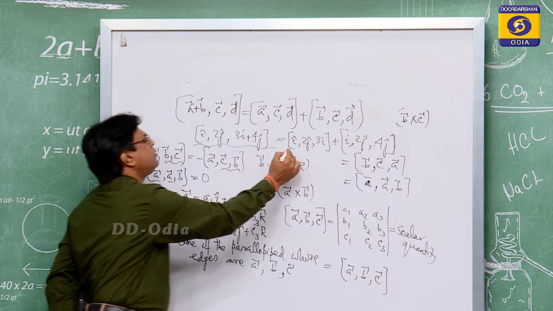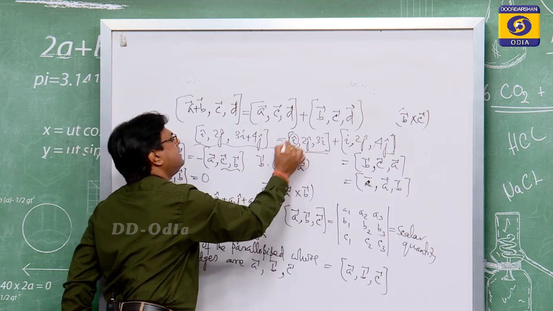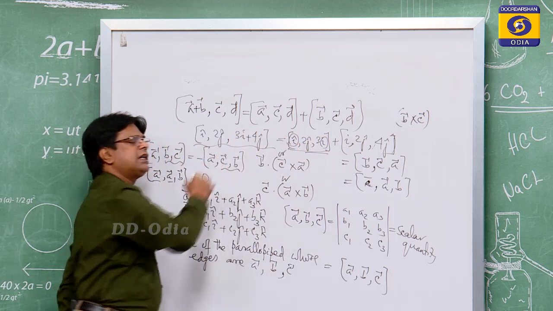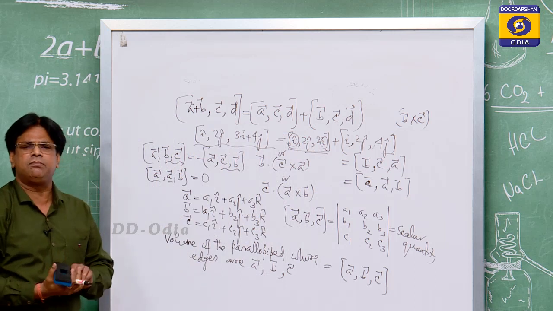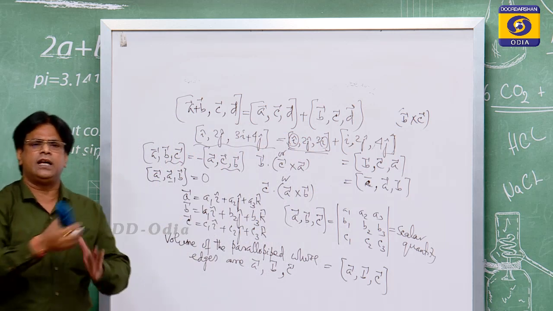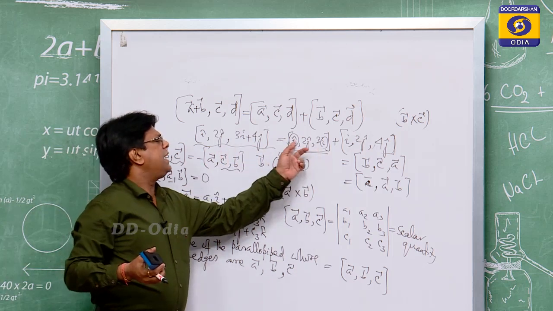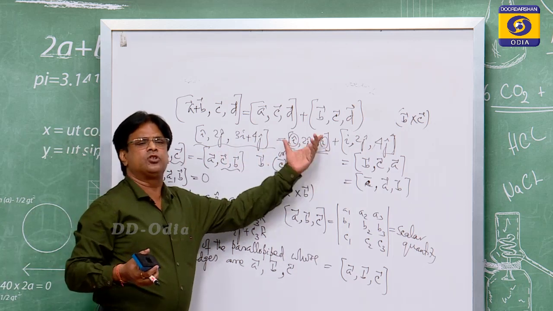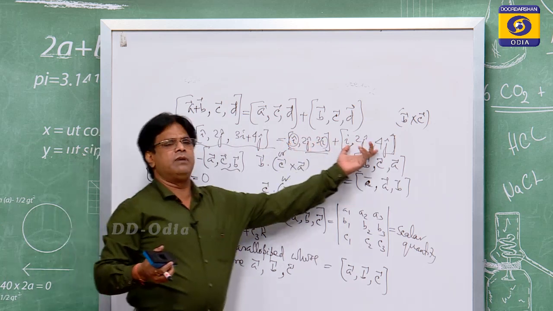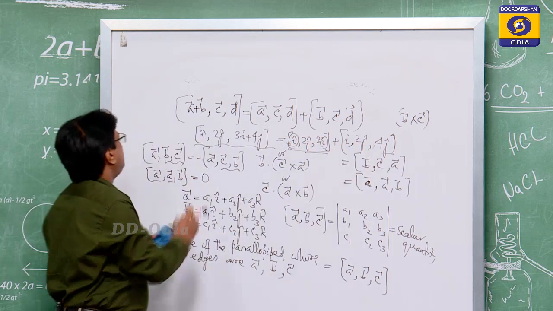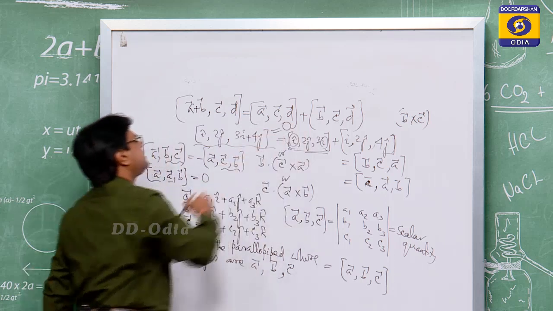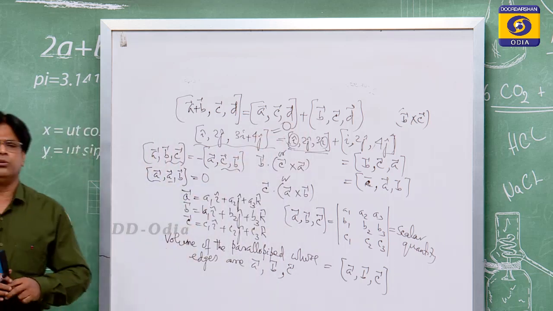So, this becomes your 0 because here is I, 3 can be taken outside. So, when a scalar is multiplied with the vector, that scalar is taken outside of the scalar triple product. Here these 2 vectors are same, so the value is 0. So, you can find out the value of this question is 0.